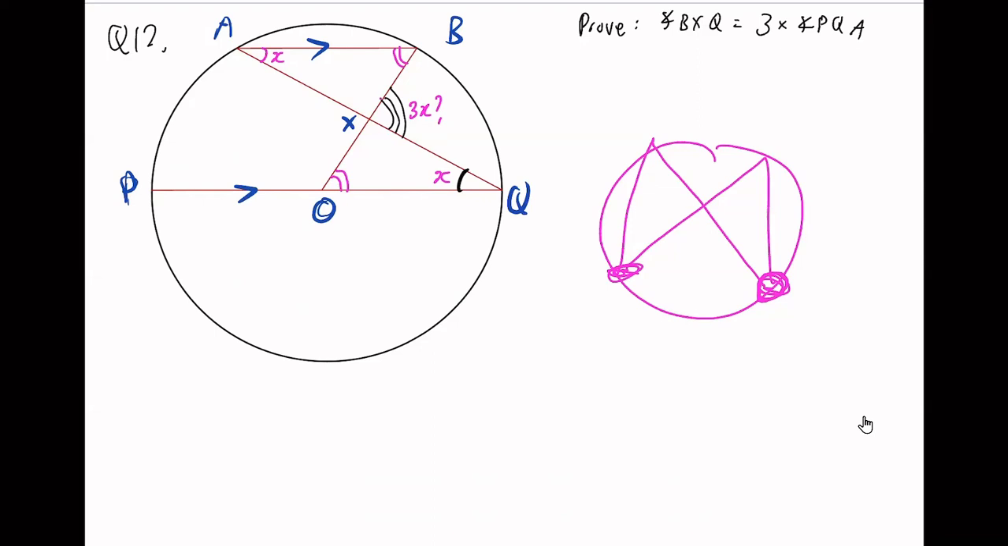I just bumped a message on the Telegram. Proof in plane geometry.